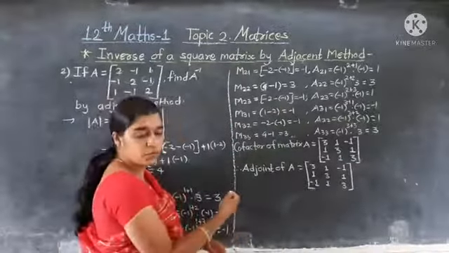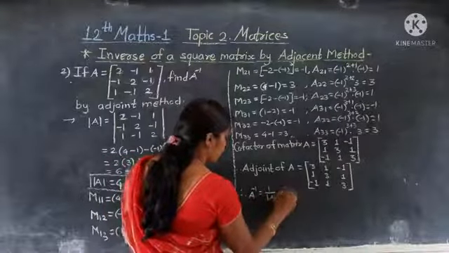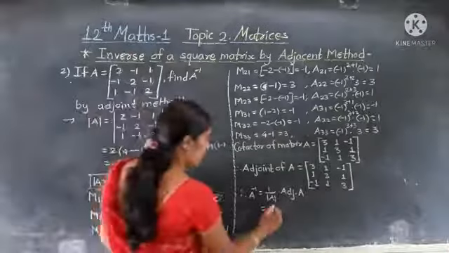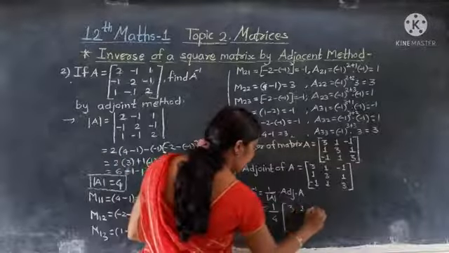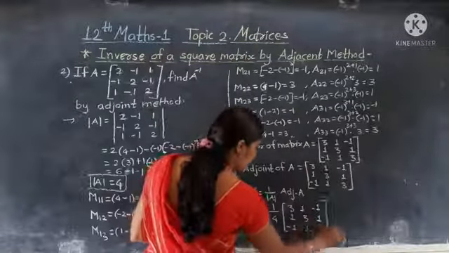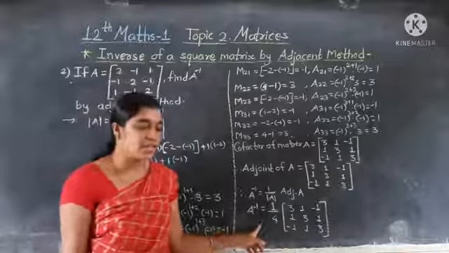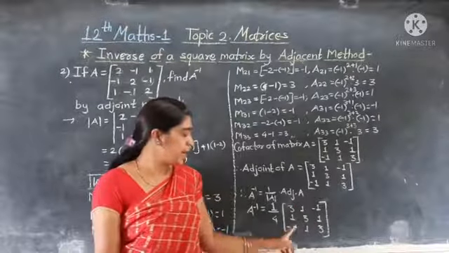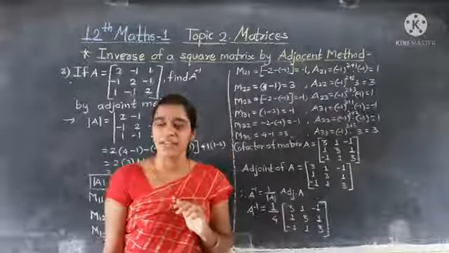So by using formula you find, therefore we get A inverse is equal to 1 upon determinant A into adjoint of A. So what is the determinant A? We have to find 1 upon 4 into what is the adjoint of A? Adjoint of A is 3 1 -1 1 3 1 -1 1 3. In this way we find A inverse as 1 upon 4 into matrix 3 1 -1 1 3 1 and -1 1 3. Okay, this is the method of finding inverse by adjoint method.